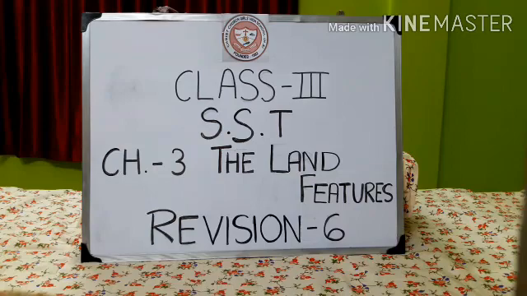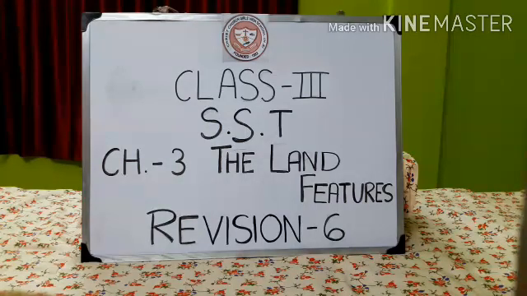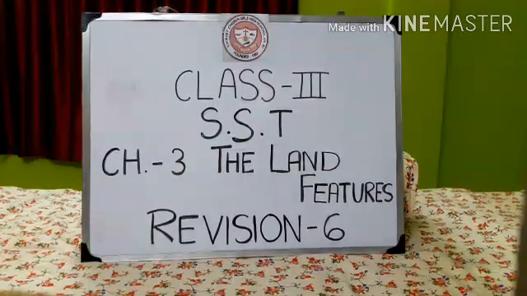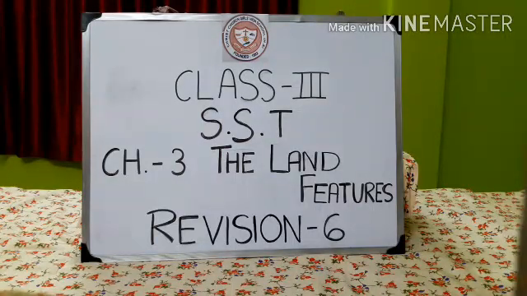Now next is islands. What is an island? An island is a piece of land which is surrounded by water on all four sides. India is surrounded by water on three sides only, so India is a peninsula. But an island is a piece of land which is surrounded by water on all four sides.